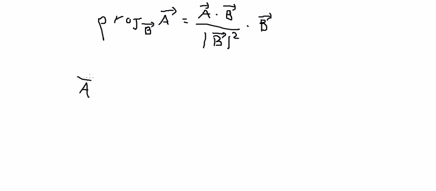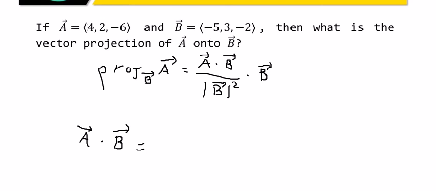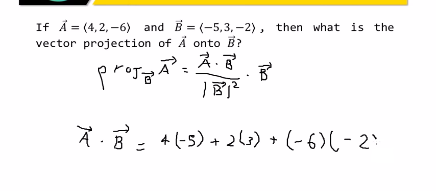Vector A multiplied with vector B. So we got 4 multiplied with negative 5, plus 2 multiplied with 3, plus negative 6 multiplied with negative 2, so we got negative 2.